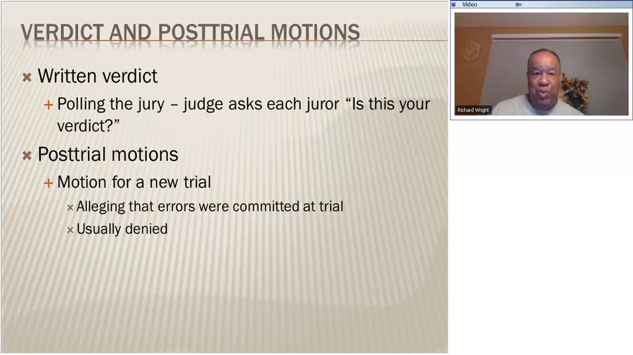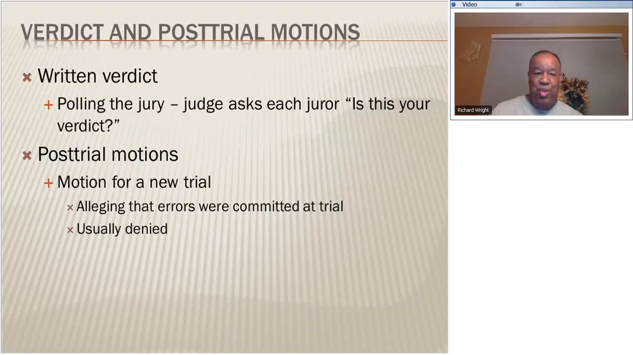Then finally, we're at the end. There is a written verdict that's issued. The jury is then polled, and what that means is each juror is asked in open court, is this your verdict? And they say yes, and so forth and so on. That's what I was talking about earlier.